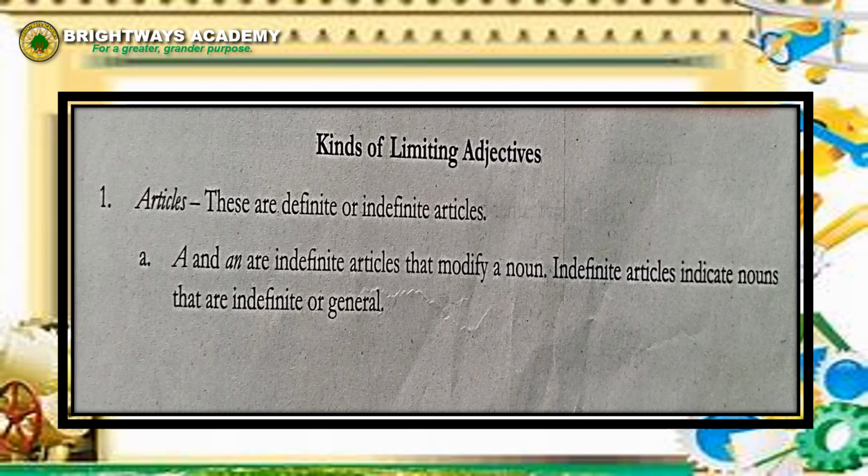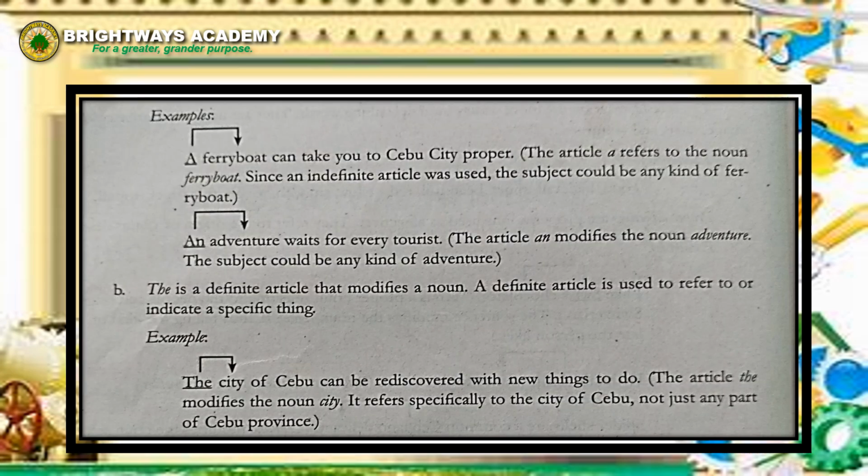Kinds of limiting adjectives. Let's go to the first kind of limiting adjectives, which is the articles. These are definite or indefinite articles. Example, a and an are indefinite articles that modify a noun. Indefinite articles indicate nouns that are indefinite or general. Example, a ferry boat can take you to Cebu City proper. The article a refers to the noun ferry boat. Since an indefinite article was used, the subject could be any kind of ferry boat.